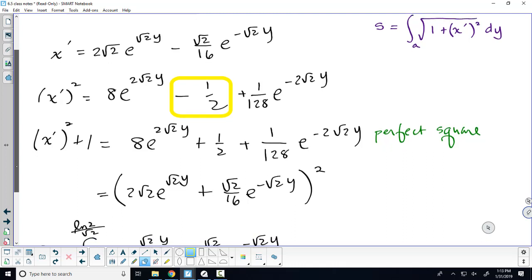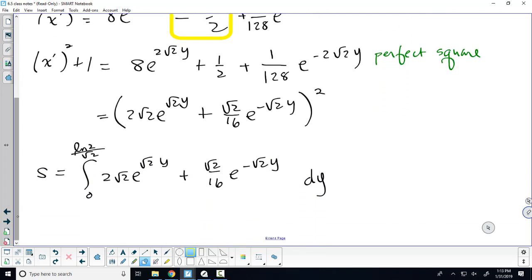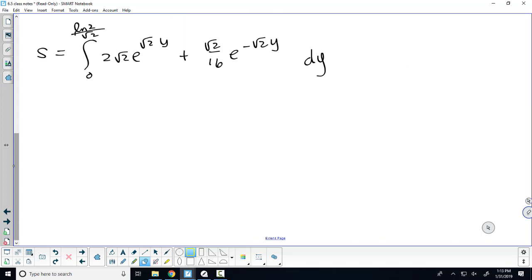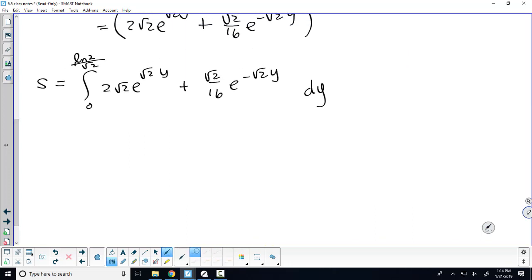All right, so that's kind of where we left off. Our formula says integrate the square root of that. So the square root peels off the square. We're just going to integrate this. So that's where we're at. Does anyone have a question before we start with the integration of that thing?